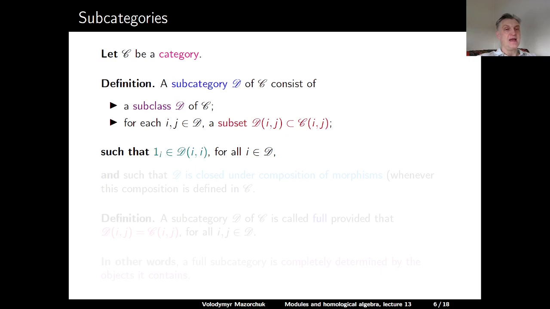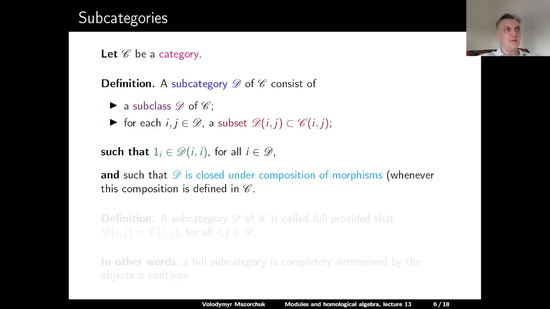First of all, D should contain the identity morphisms on all objects which belong to D. And then D should be closed with respect to composition of morphisms. So if we take two morphisms in D and we can compose them in C, then their composition must belong to D. Here are some types of subcategories.